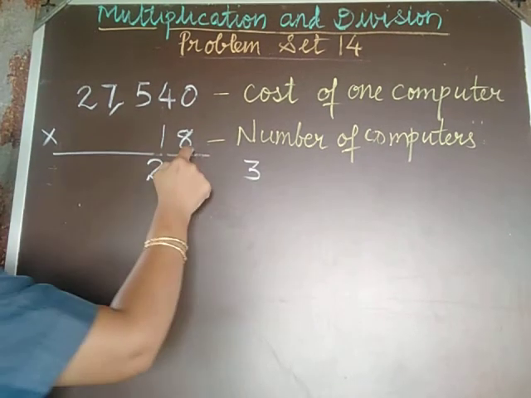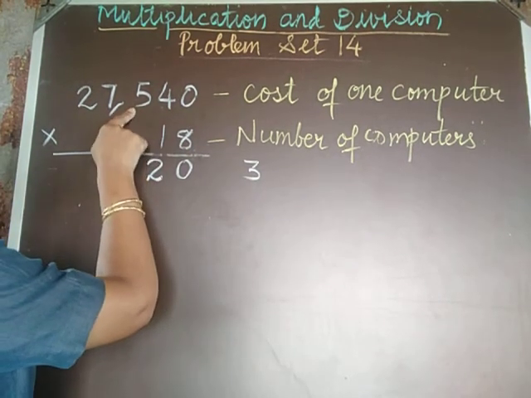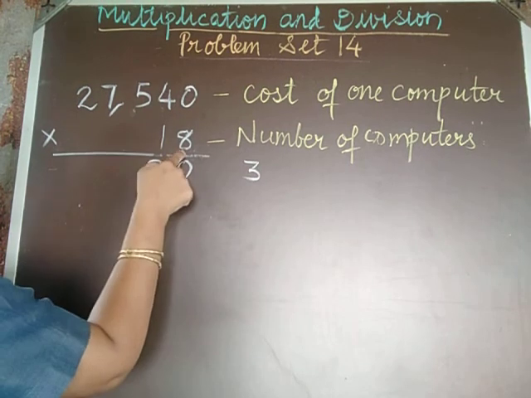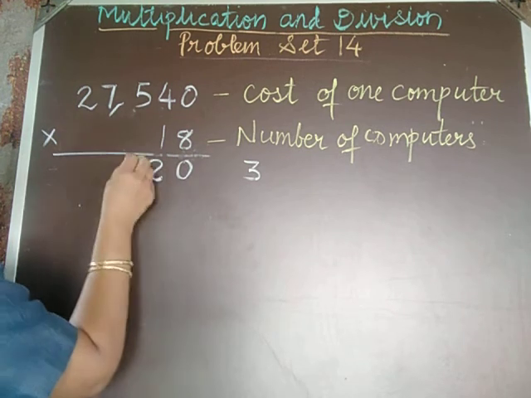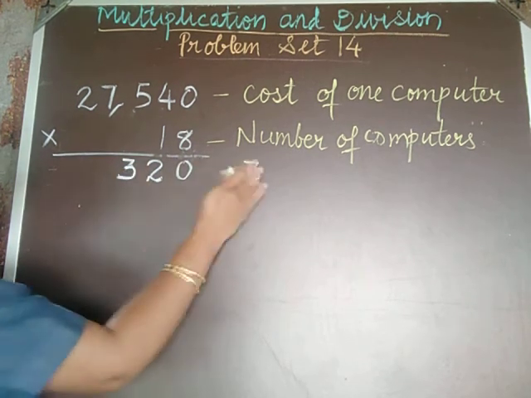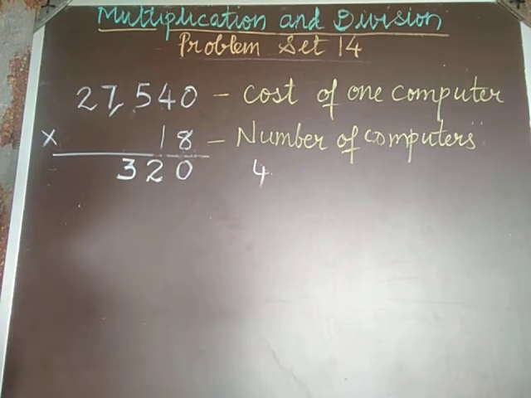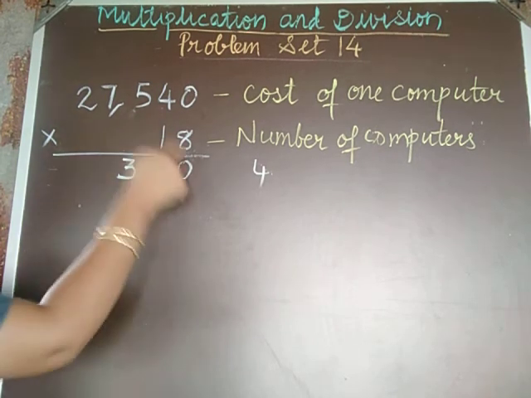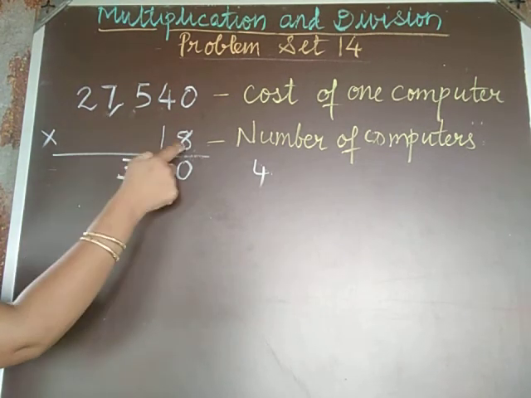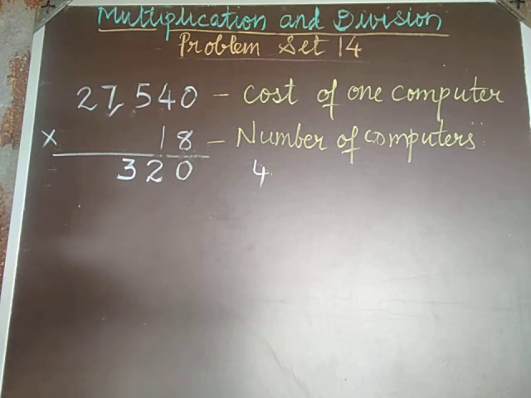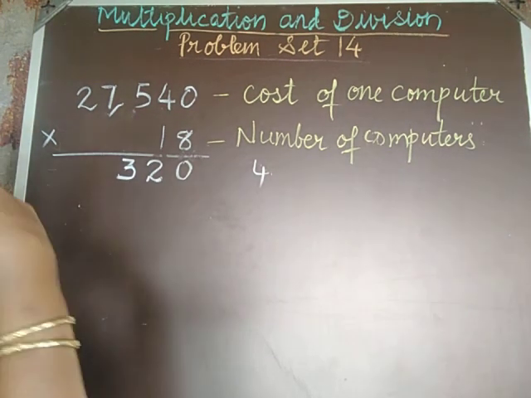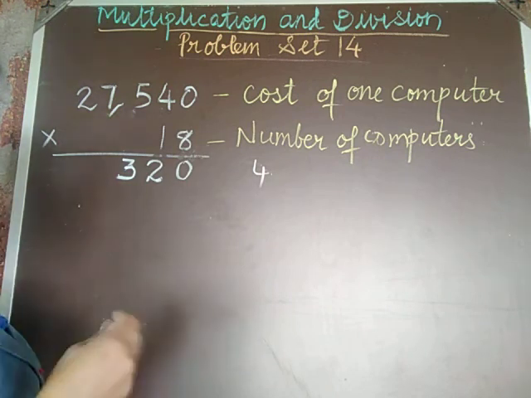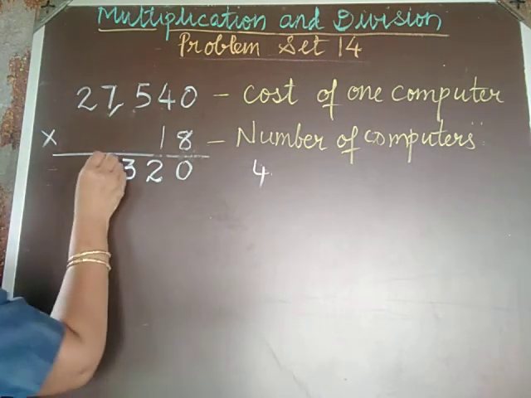Now 8 5s are, come on, say the table. 8 5s or 5 8s, yes, 40. 40 plus 3 is 43. Now carry 4. Fine. Now what we have to do? 8 7s are or 7 8s are. What is the answer? Come on students, say the table. 8 7s are 56. Very good. So 6 you have to write here.